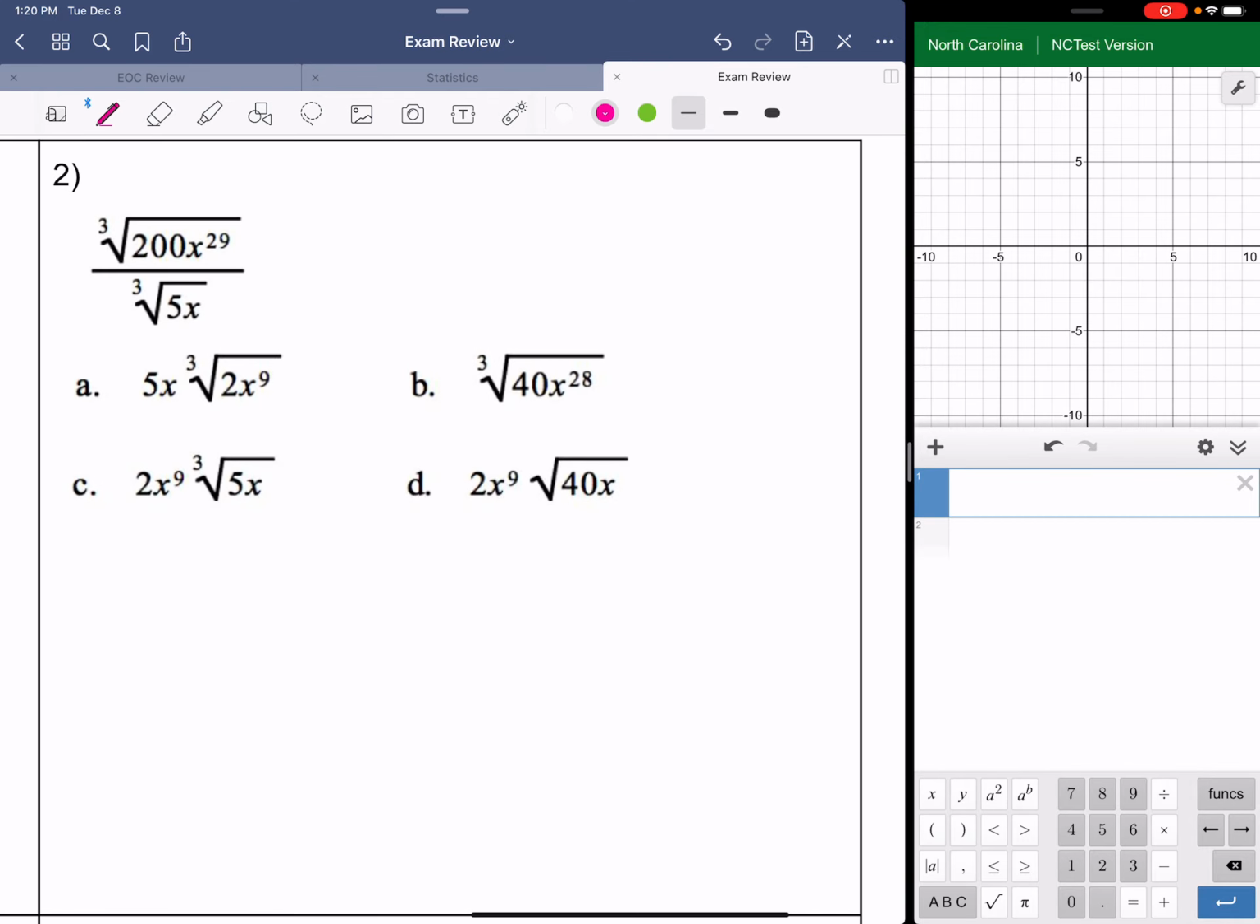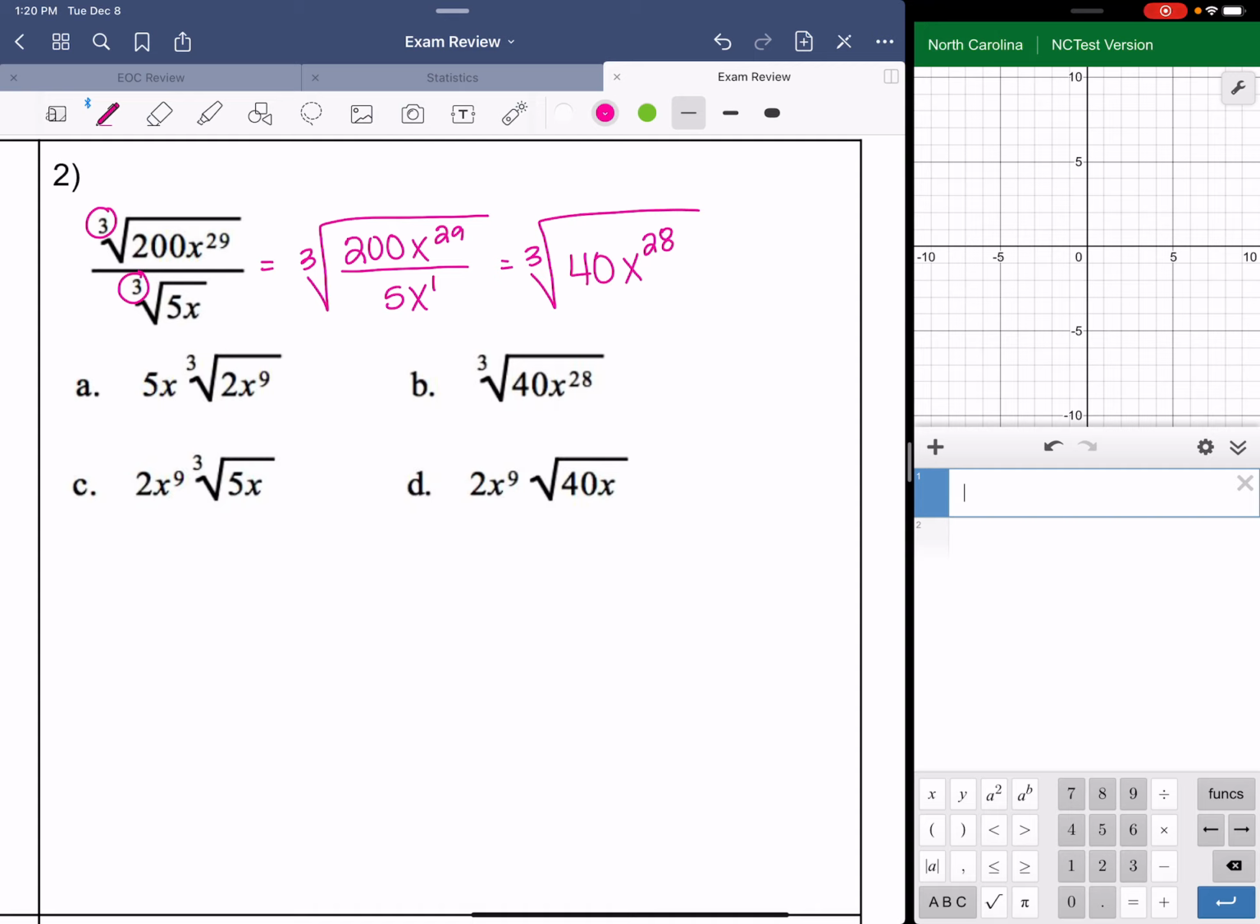Okay, simplifying this expression completely, when you have two of these same root functions being divided, what you can do is make it a very large root with that same index. So put everything on the inside to start with, and then we're going to simplify. Right, so now we can do that division on the inside. So 200 divided by 5 is 40, and x to the 29th power divided by x to the first power, you're going to subtract those and get 28.